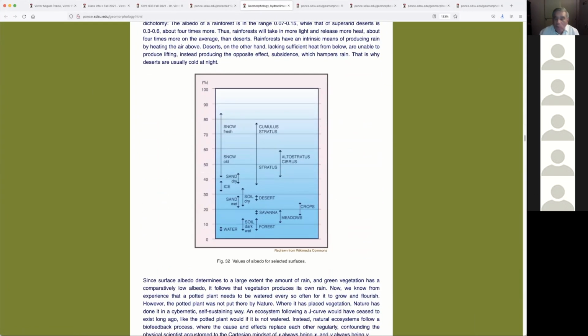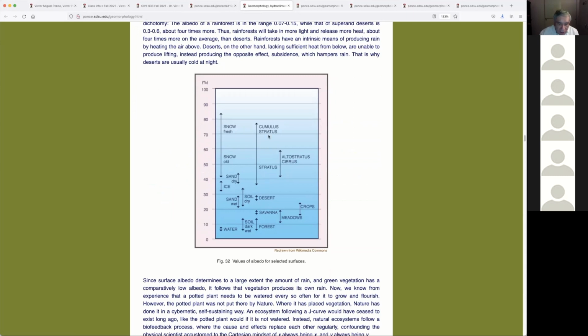Now, albedo, what is albedo? Albedo is the reflectivity, the coefficient of reflectivity. It can be low for water or rainforest, or it can be high for snow. It can be middle, like for deserts, 50% or so.